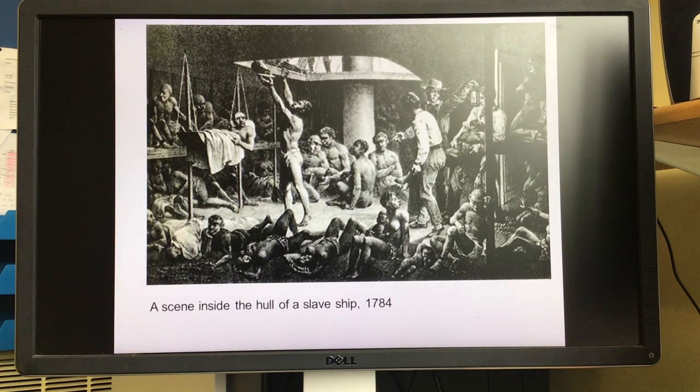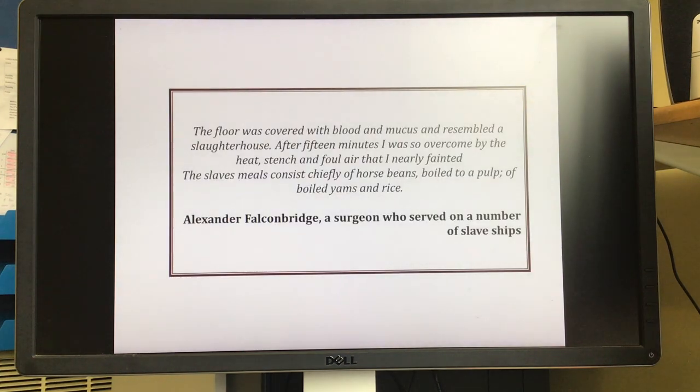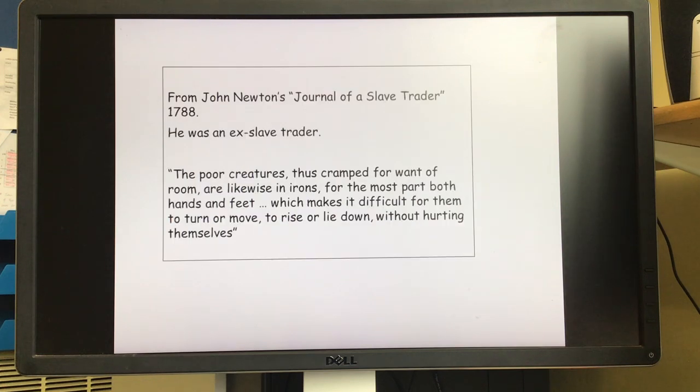You've also got a scene from inside the slave ship itself, where you have slaves being tied together, and it's not very nice at all underneath there in terms of how they're being treated. You can tell the conditions are poor. Another painting of some resistance and them trying to fight back there, which I'll let you have a look at in more detail. A source here from a surgeon which gives you disgusting detail of what it was potentially like on these ships and the arguments between the slaves and the owners.